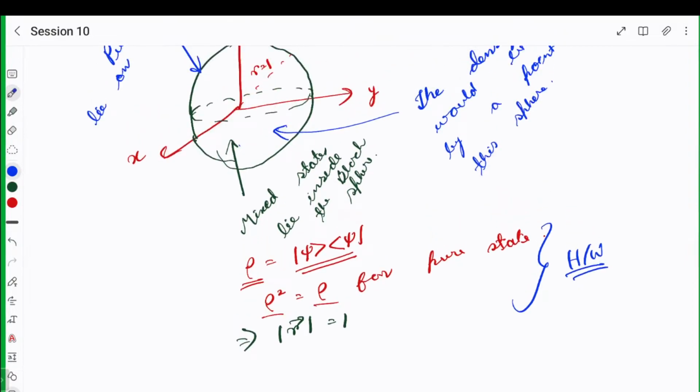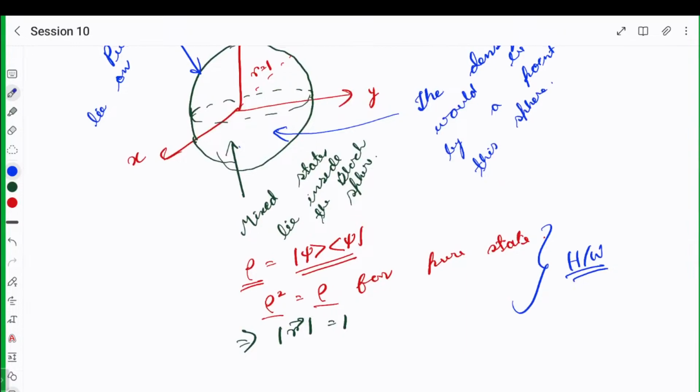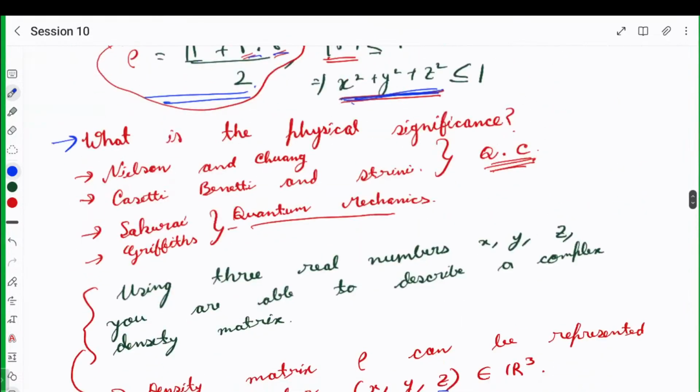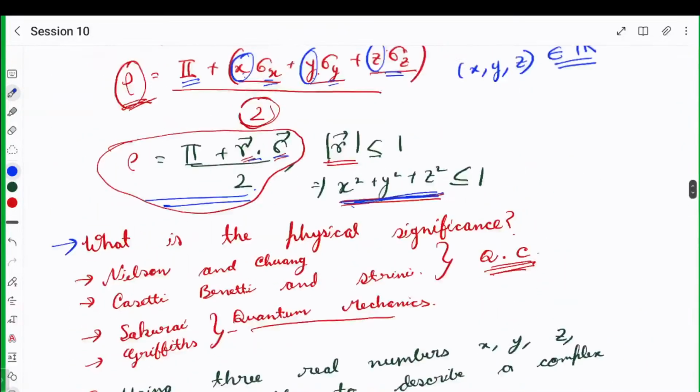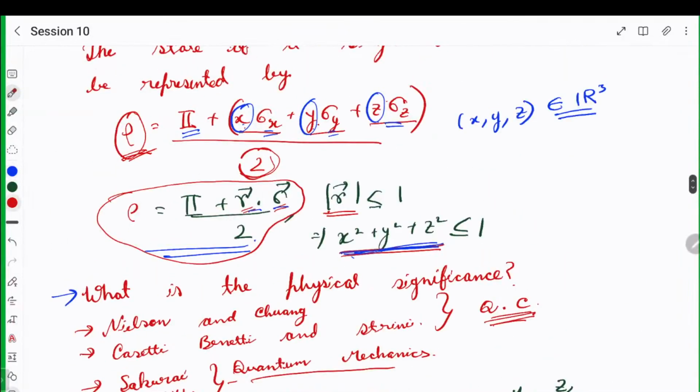For the people who have joined just now, let me recap briefly what we have done. We ended the last class with the question: if you can express rho in this form, (I plus r dot sigma) divided by 2, then what is the significance? And here mod r was less than or equal to 1, so basically x squared plus y squared plus z squared is less than or equal to 1.